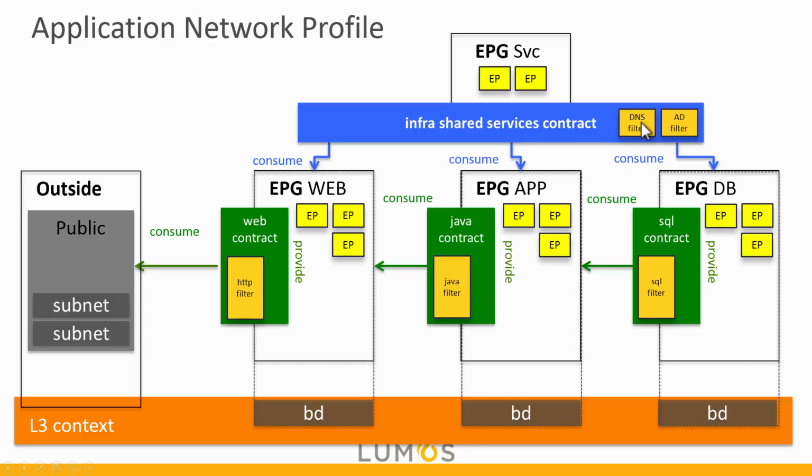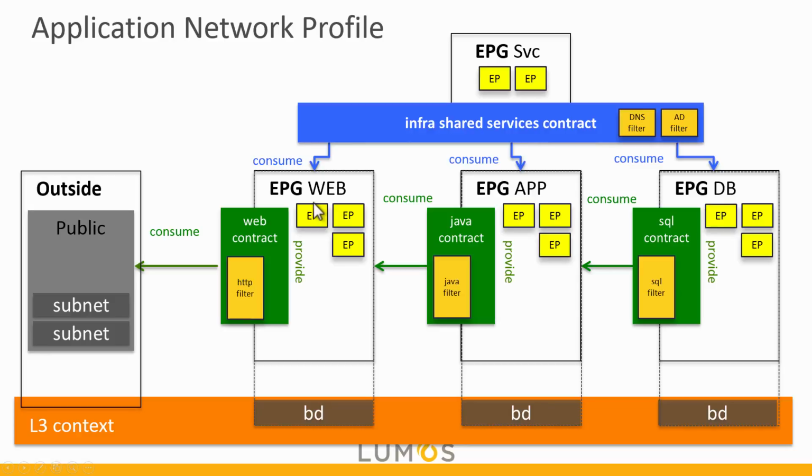And it has a DNS filter and an Active Directory filter. Maybe NTP as well, maybe DHCP as well. And those are being provided from the EPG service, either in the same tenant or most likely in the common tenant, and consumed by the database, also consumed by the app, also consumed by the web.